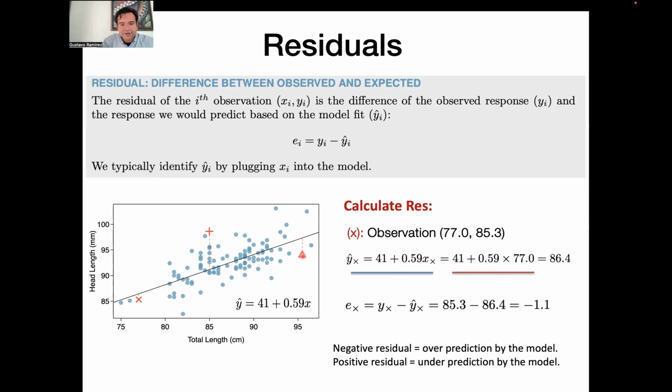right? Reality's here, for this animal of 97 centimeters in length. The head length was 94 millimeters. But if we went by the model, only putting in the length of the animal here, and trusting this black line to tell us what the head length should be, we would be over predicting, making an estimate of a longer head for an animal of that body length. Okay, so that's what we mean by residuals, basically a measure of error.